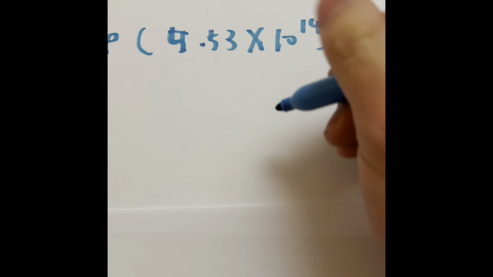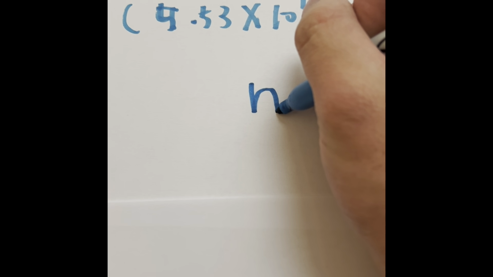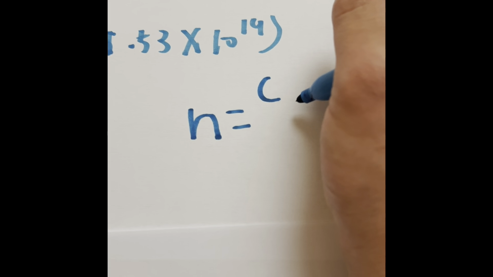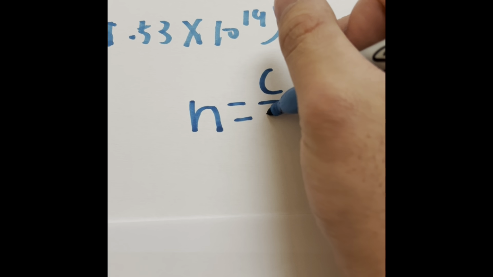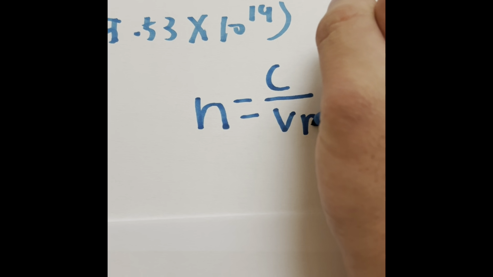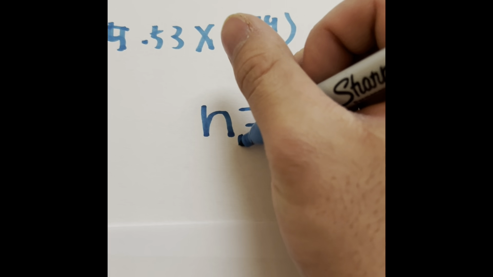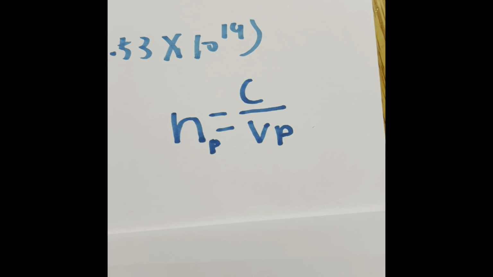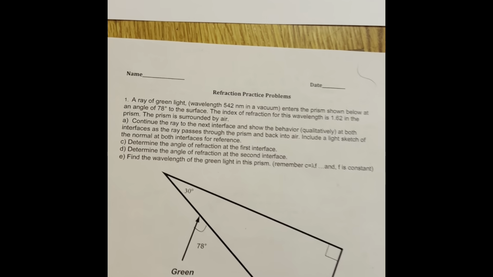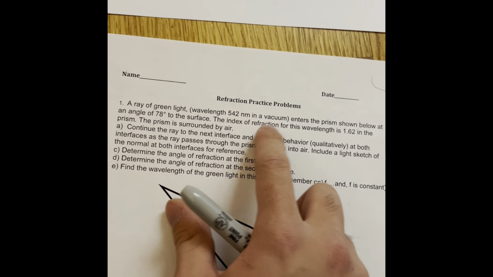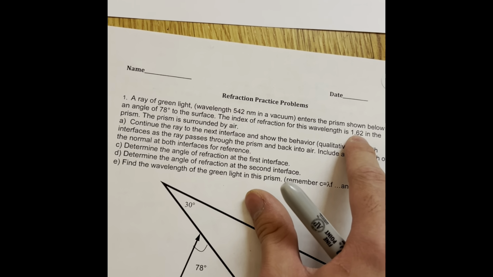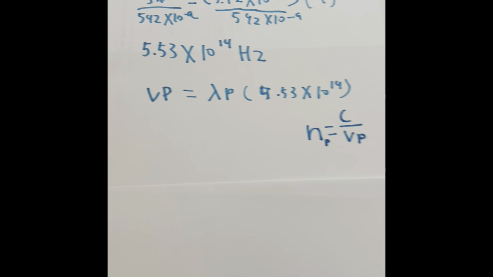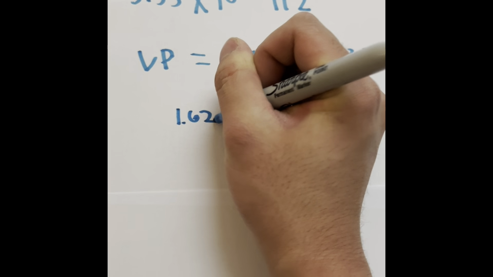That formula is going to be the index inside the prism is going to be equal to the speed of light, represented as the letter C, divided by the velocity inside that prism. We should also add a letter P on the bottom of N to help us understand the index inside the prism. Going back to the problem, the index of refraction for this wavelength is 1.62 in the prism. So we are going to add 1.62 right over here.